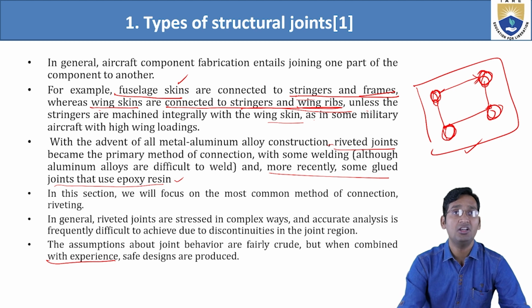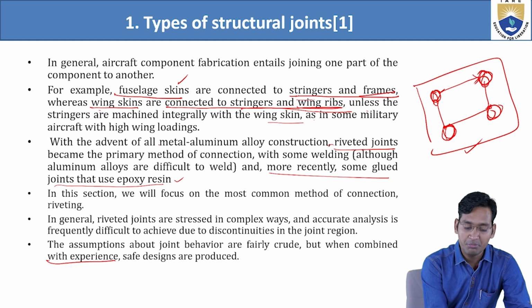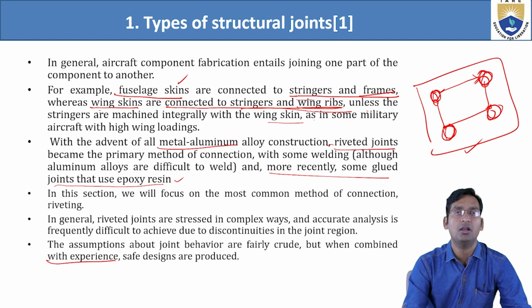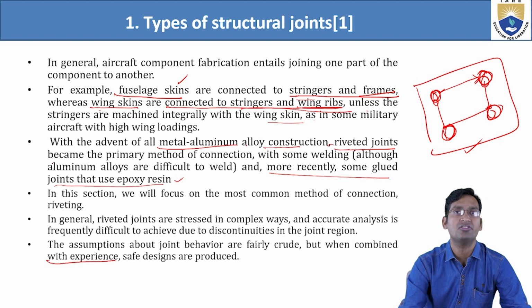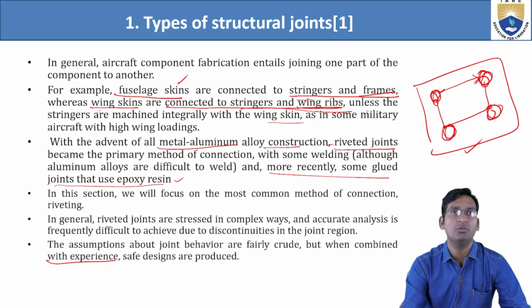With the advent of all-metal aluminium alloy construction, the riveted joint becomes the primary method of connection. So when we are using any metal, like zinc or copper, with aluminium to make the alloy for the construction, the riveted joint is the best option for connecting the parts, with some welding and, more recently, some glued joints.